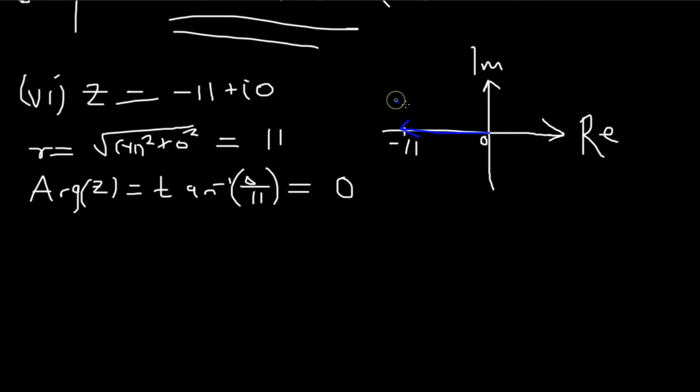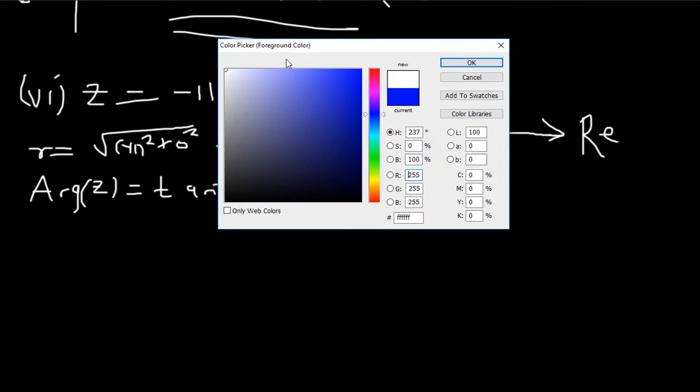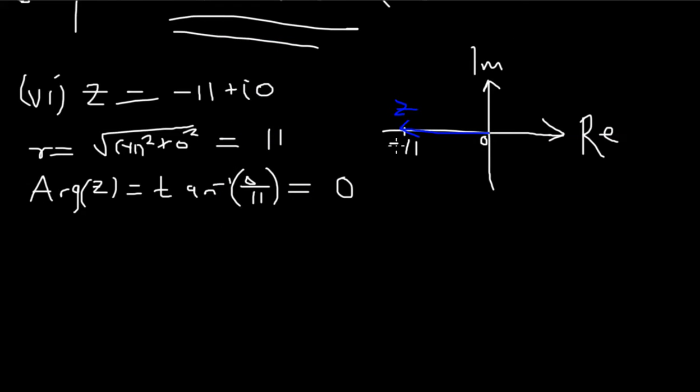So if this is my z, it simply means that the argument there, instead of being 0, because 0 means my complex number was moving in this direction, but since it's moving in that direction, I'm counting the angle from this positive axis going that way up to my complex number, which is equivalent to 180. When you look at this angle, this is 180.